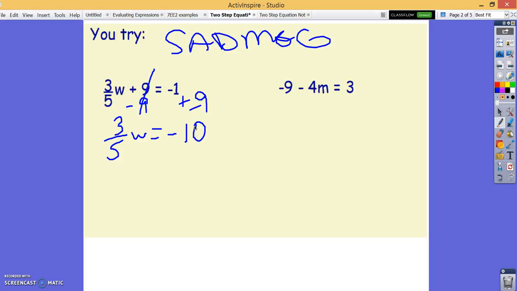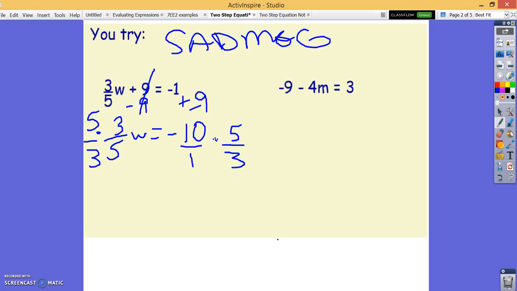But we know that we don't actually divide fractions. Instead, we multiply it by the reciprocal. So that is the work that you're going to show. You're going to show that you're multiplying that side by the reciprocal, 5/3. And you're also multiplying this side by the reciprocal, 5/3.